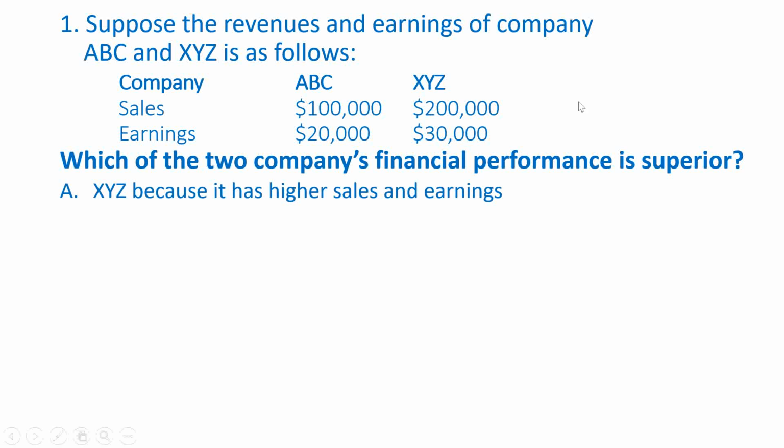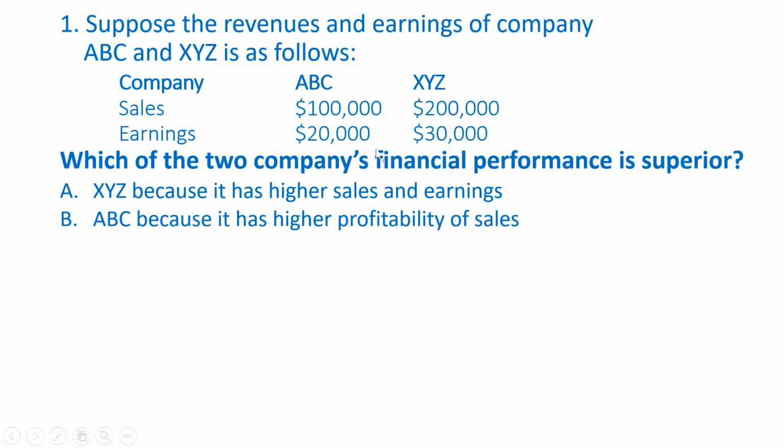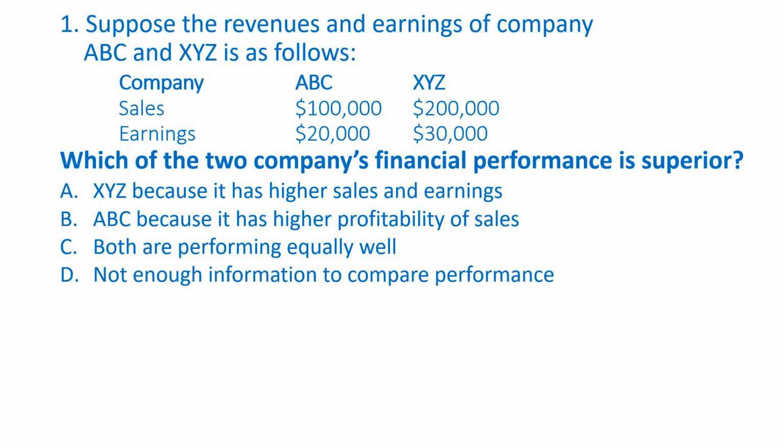A. XYZ is superior because it has higher sales and higher earnings. Can we conclude that? B. ABC is superior because it has higher profitability of sales. If you divide earnings by sales, this is 20%, this is 15%, the profitability of sales. So you say ABC is better because it has higher profitability of sales. C. Both are performing equally well. D. Not enough information to compare performance. Take a minute.